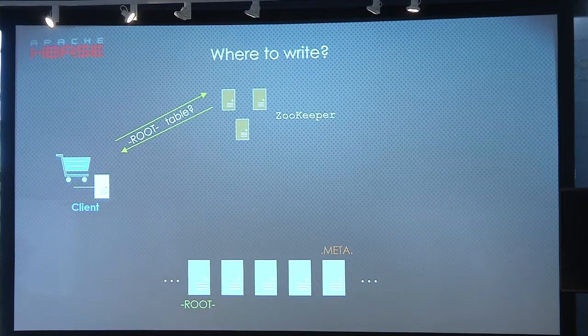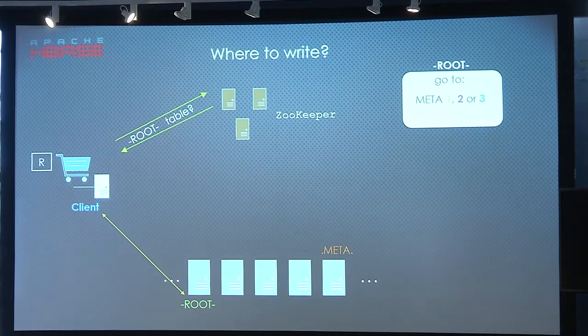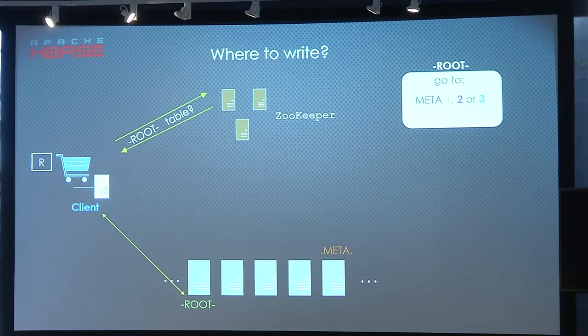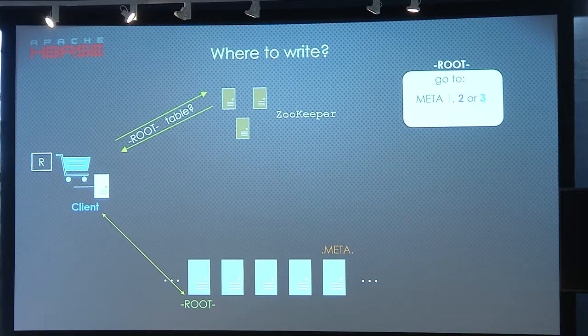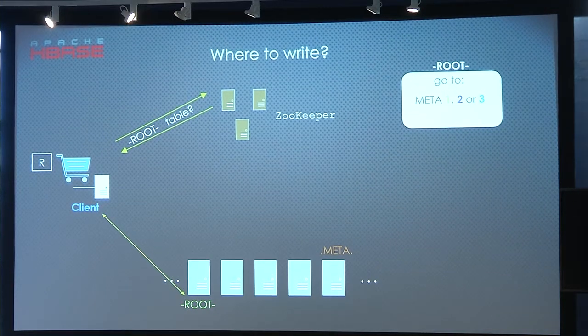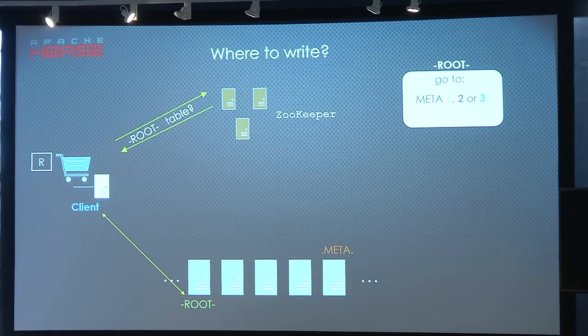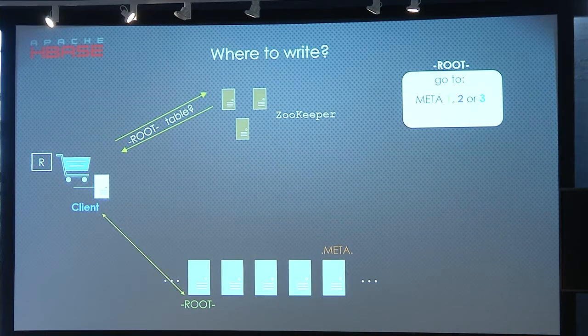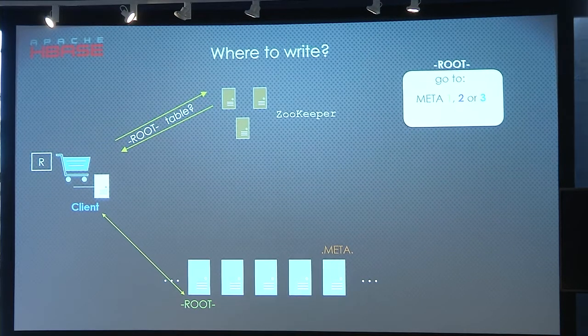Zookeeper says the root table is on this machine over here. The client goes to that machine, pulls the root table out, and now the root table is on the client. That's what the root table looks like. It doesn't show where row 500 is. Basically, you go to the root table, you say, where's row 500? It says, well, you need to go to meta 2 for that. You've got to go to this other table, meta 2. He should know where the region actually is.